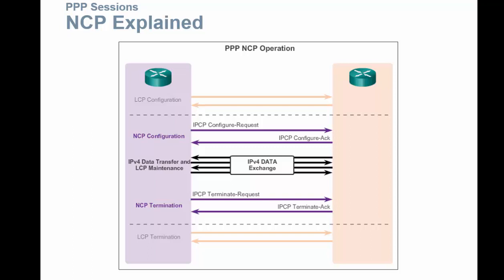After the NCP process is complete, the link goes into the open state and LCP takes over again in a link maintenance phase. The link traffic consists of any possible combination of LCP, NCP, and network layer protocol packets. When data transfer is complete, the NCP terminates the protocol link. LCP terminates the PPP connection.